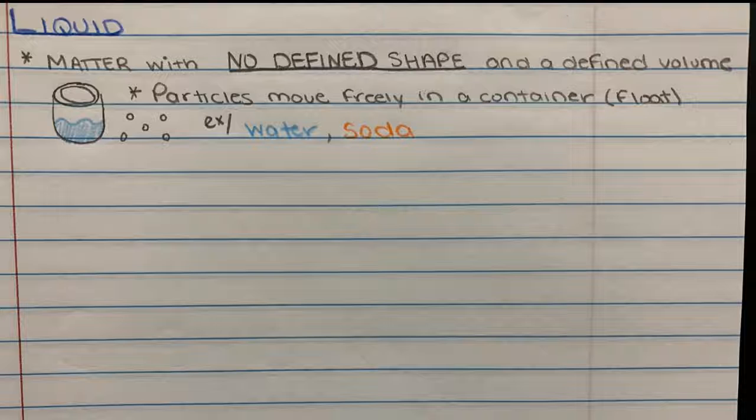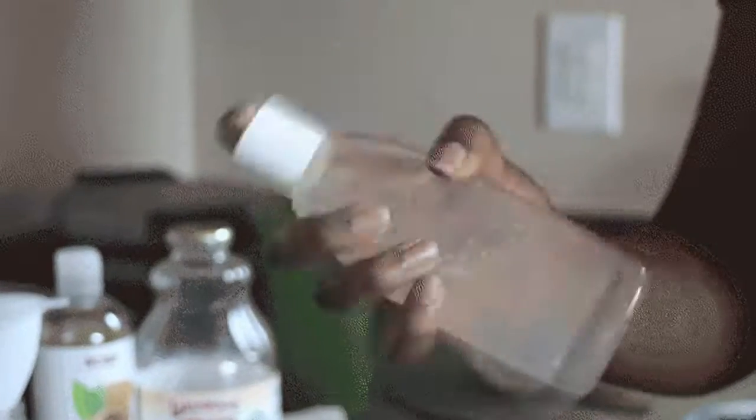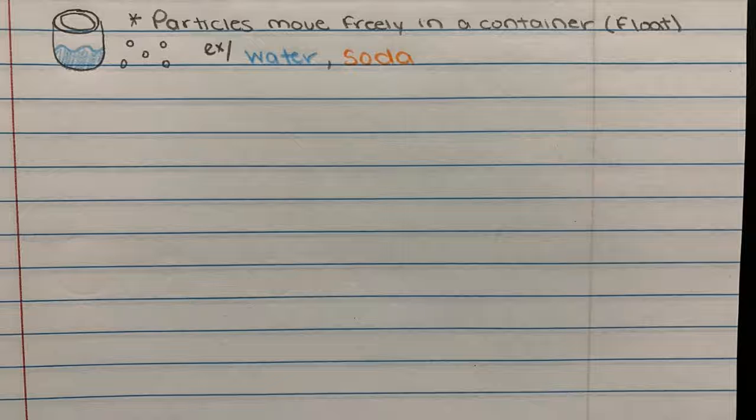When we think about liquids, we know that they're free-flowing. They move around pretty easily. If you took a water bottle and you swished it up and down, that liquid would move from the bottom of the bottle to the top of the bottle as you moved up and down. So when we think about liquids in a scientific way, we have to understand that liquids are matter with no defined shape, but they do have a defined volume.